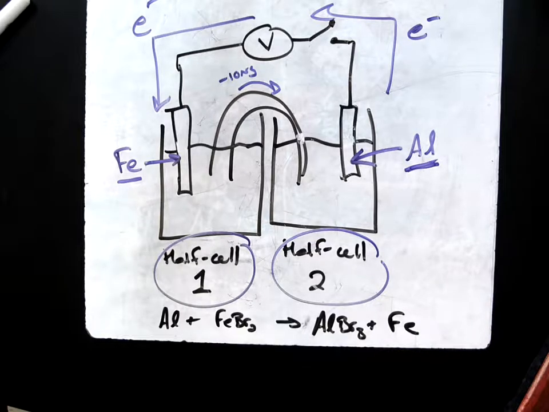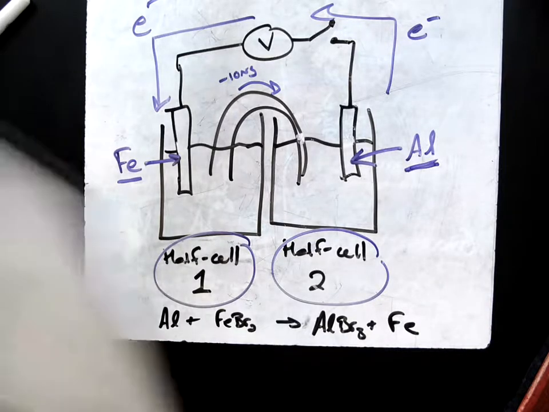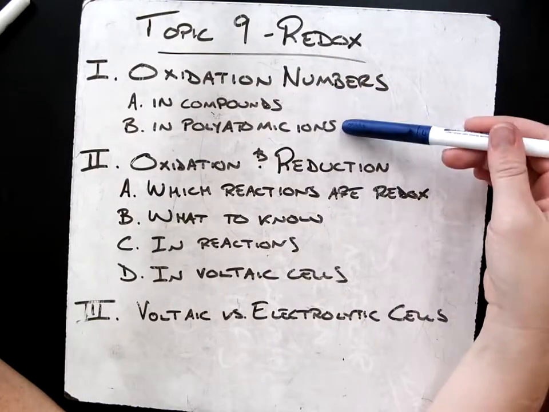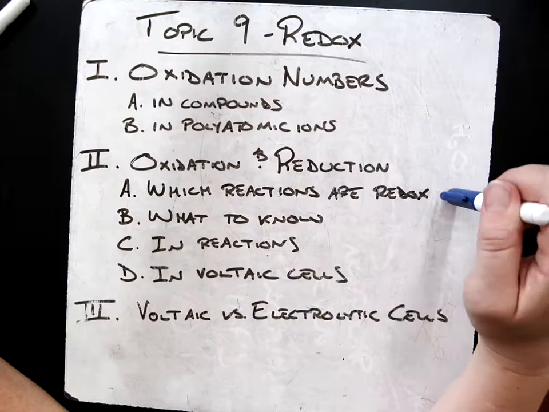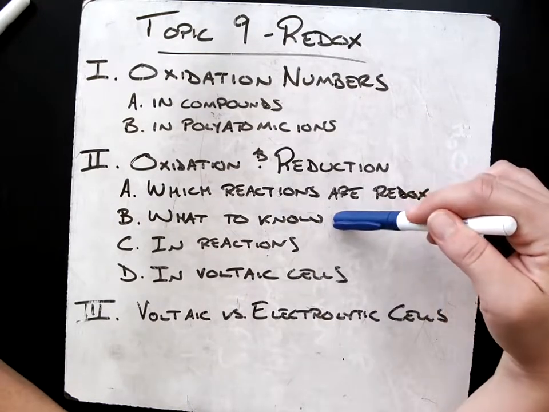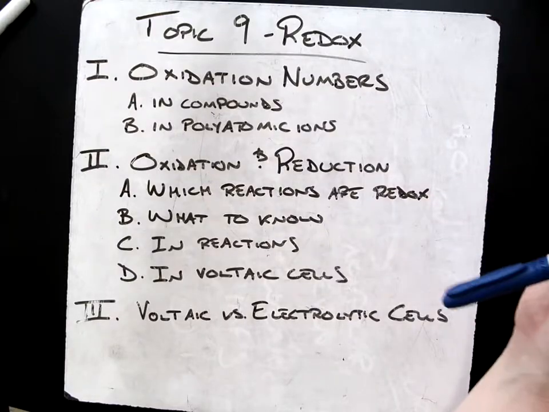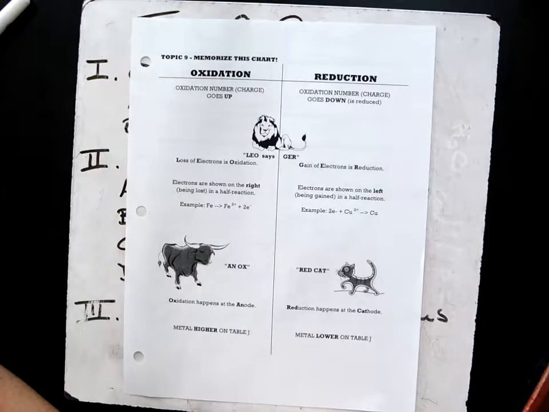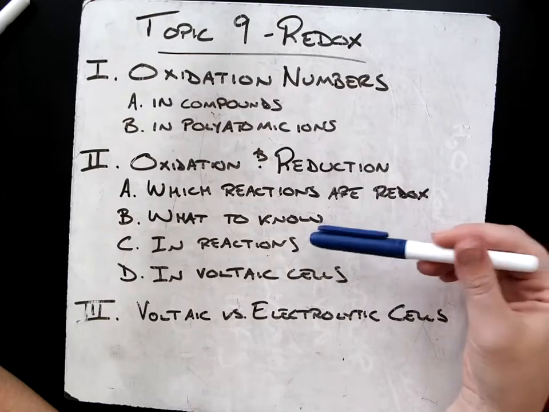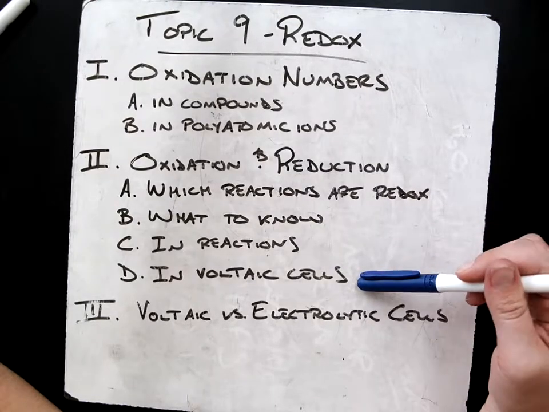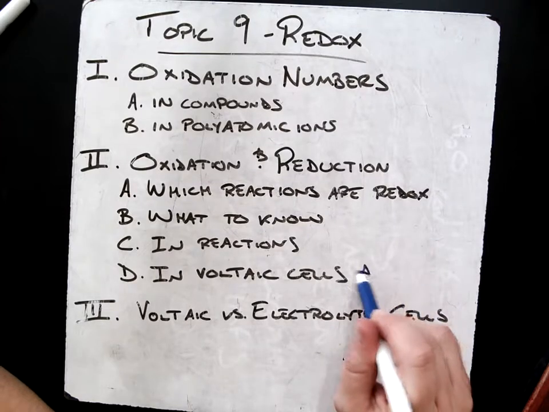Okay. So that is how to do oxidation numbers in compounds and polyatomic ions. What kinds of reactions are redox? Mostly single replacement and combustion. Know the chart, the redox chart. Okay. Look at everything that is on this chart now. Were we able to generate this chart? What it looks like in reactions, pull out the half reactions, and in voltaic cells. This is especially going to use table J.